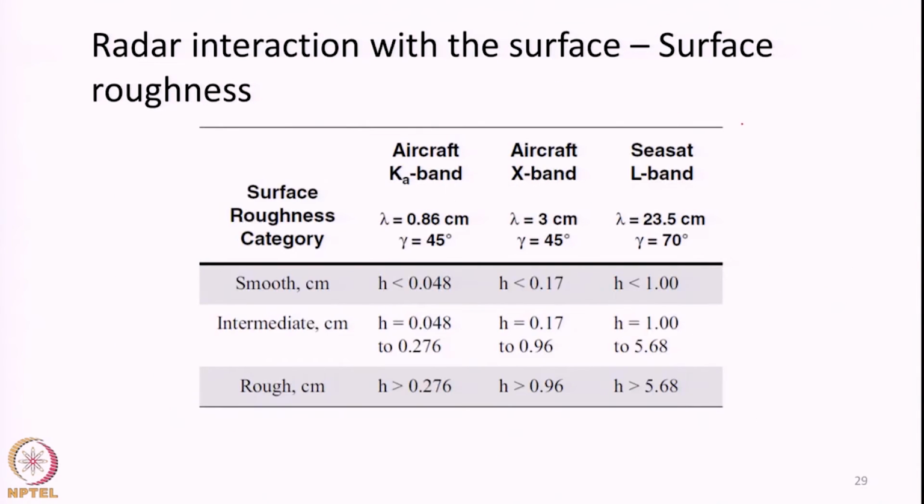This particular slide demonstrates that the surface roughness is a function of the wavelength and also the depression angle or incident angle, whatever we call. Normally the depression angle and the look angle are complementary to each other. So here we have used the notation of depression angle. The same surface may appear rough to X band radar, around 3 centimeter wavelength, whereas that particular surface itself may appear smooth to L band radar with close to 24 centimeter wavelength.